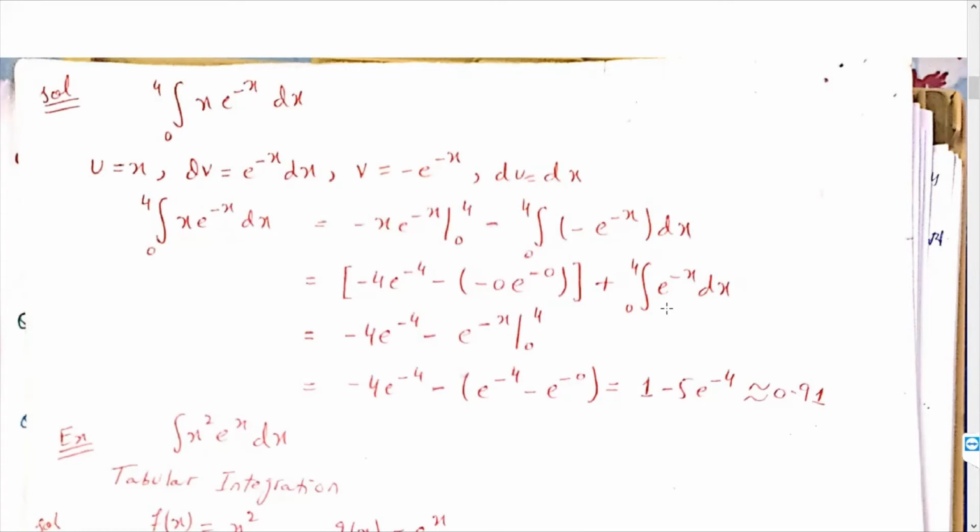On the right side, I have to take the integral of e raised to the power minus x. So the integral of e raised to the power minus x is minus e raised to the power minus x. So this is the integral. Now you have to apply the limits. After applying the limits, I get this expression, and after simplifying, this is the answer.